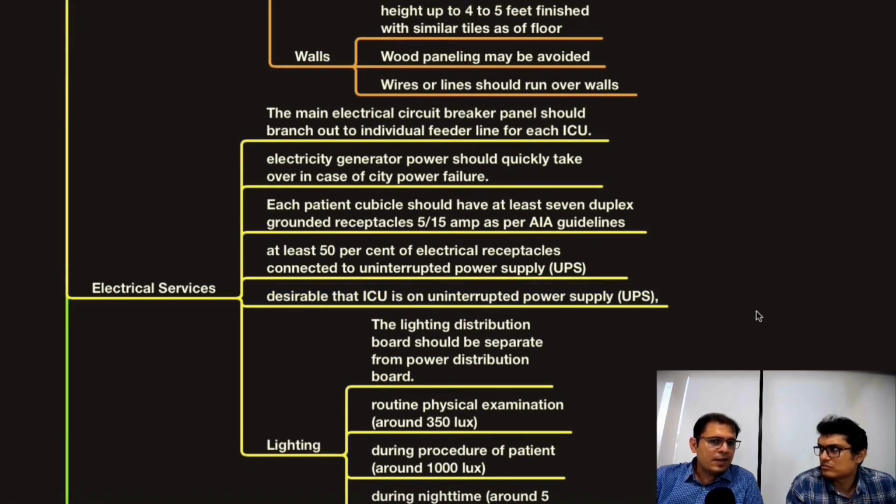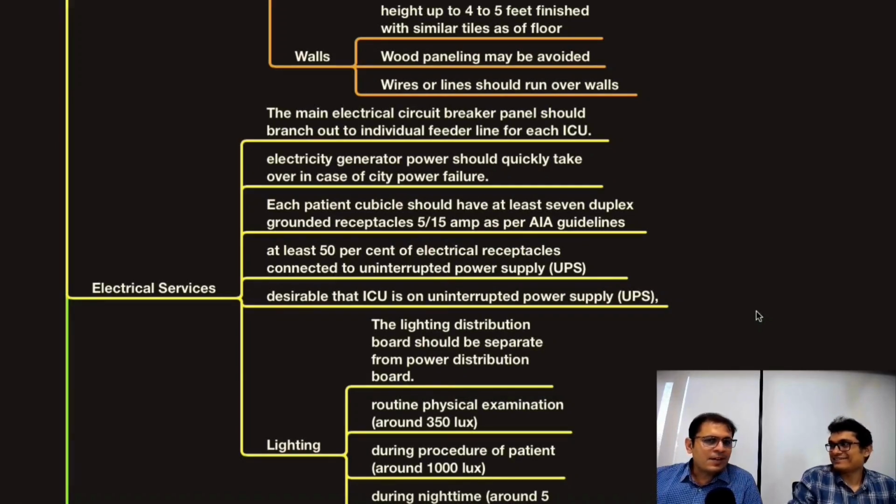It is preferable to have all on UPS. But if you are not having all the UPS line connections, at least they should be color coded. So these are the points where things happen in a wrong way. Afterwards, you cannot change it. We have seen all these problems happening in our ICU.